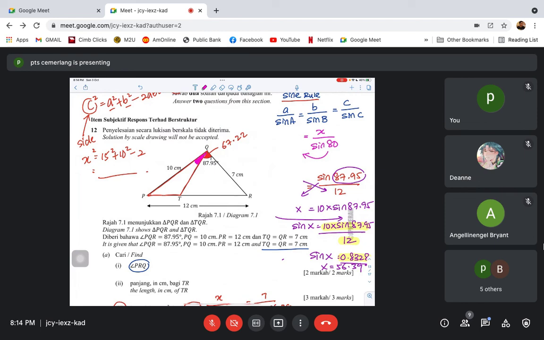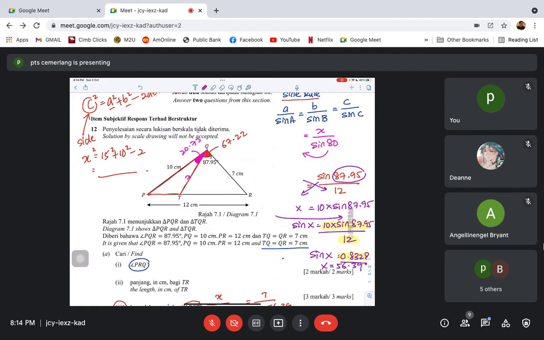Okay, so how do I find the other side? You can say that 87.95, right? And then minus by 67.22. Okay, I will get 20.73. So over here, this one is 20.73. Correct or not? Okay, so this is not done because you want to substitute everything to the formula, kan?